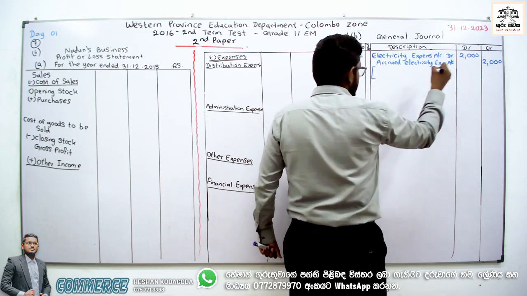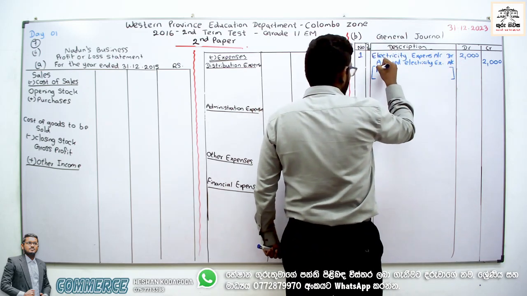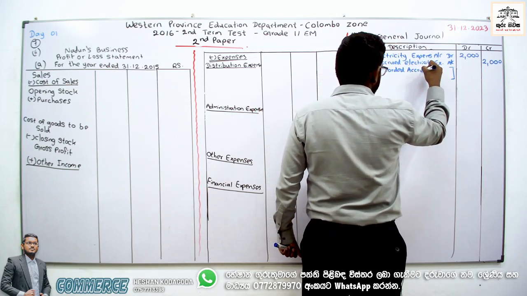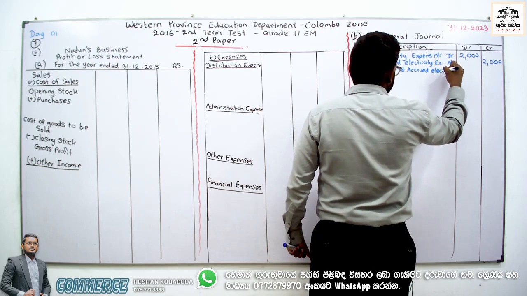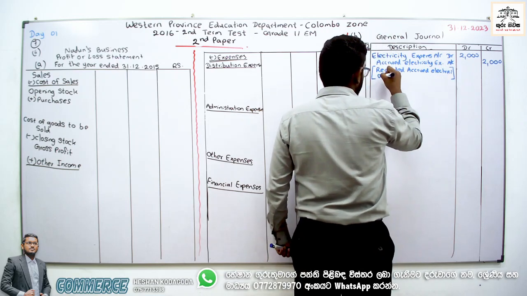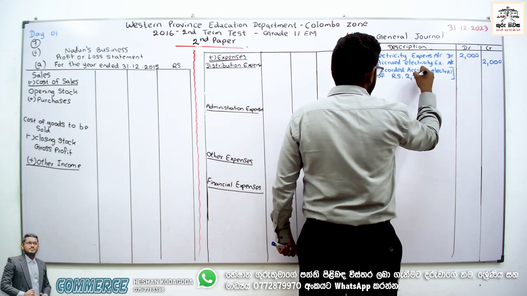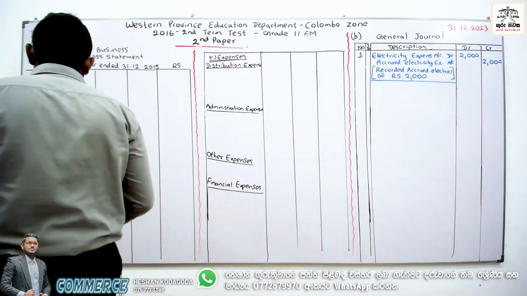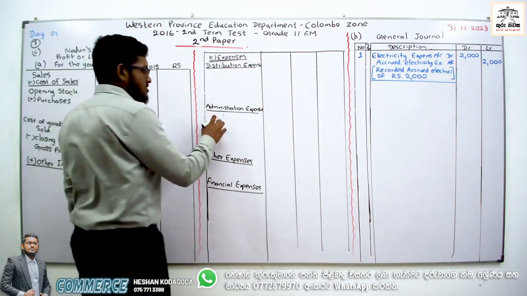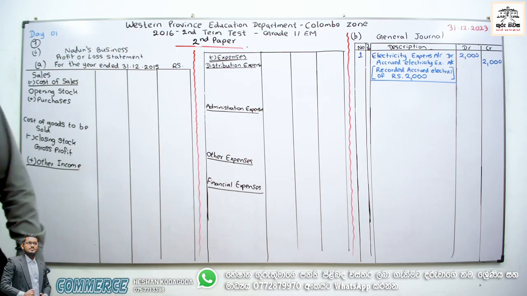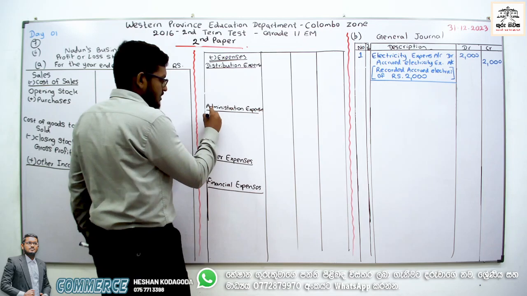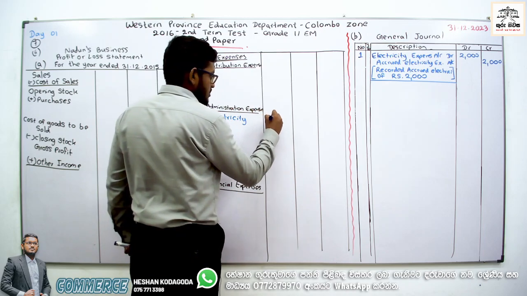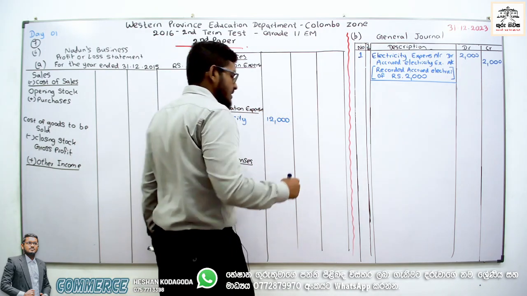You can write the narration: recorded accrued electricity of rupees 2000. Is it clear to you guys? The first adjustment. When we add this 2000, our electricity expense, which is administration, increased from 10,000 to 12,000. Write 12,000 in the first column, and you don't need to write it in SFP.